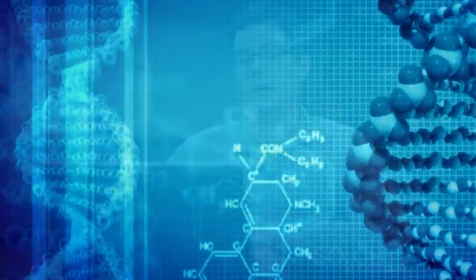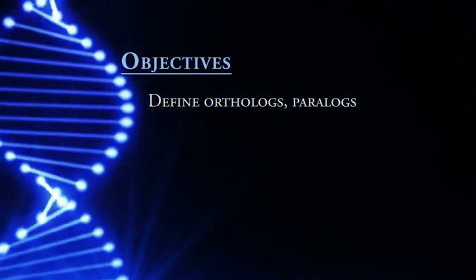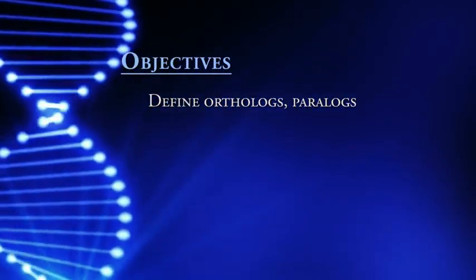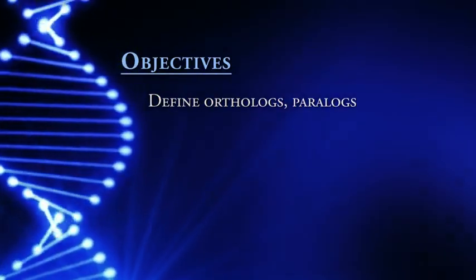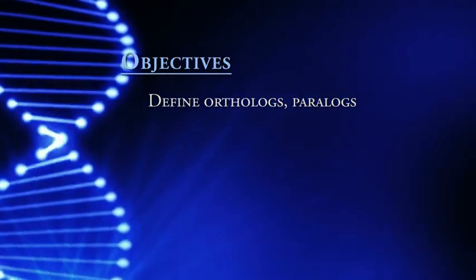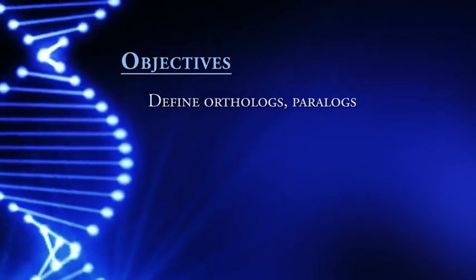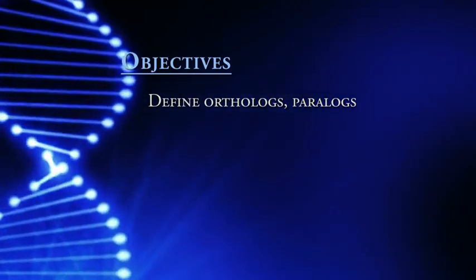Hello and welcome. We will be examining pairwise sequence alignment, specifically how to take two protein sequences and optimally align them. Pairwise sequence alignment is a fundamental application of bioinformatics that other programs and algorithms build upon. Objectives for this session include defining orthologs and paralogs. These are both terms that refer to types of homology. Homologous sequences are sequences that share a common ancestor.